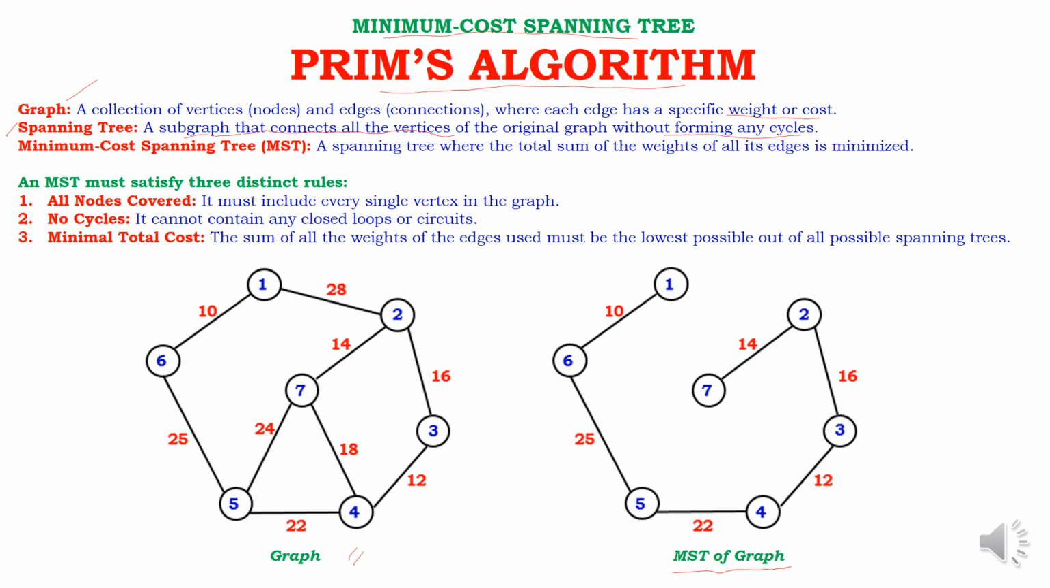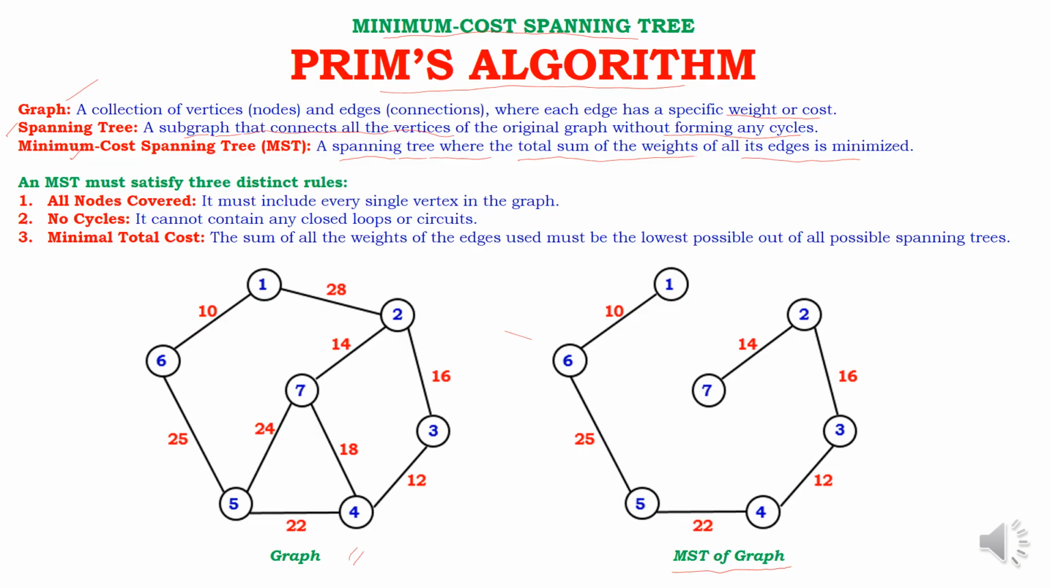It contains all vertices and it is having only a subset of edges. It is having all the vertices that the original graph contains, but only a subset of edges, but all the vertices are connected. The graph is a connected graph. Then minimum cost spanning tree. Minimum cost spanning tree is a spanning tree where the total sum of weights of all the edges is minimized.